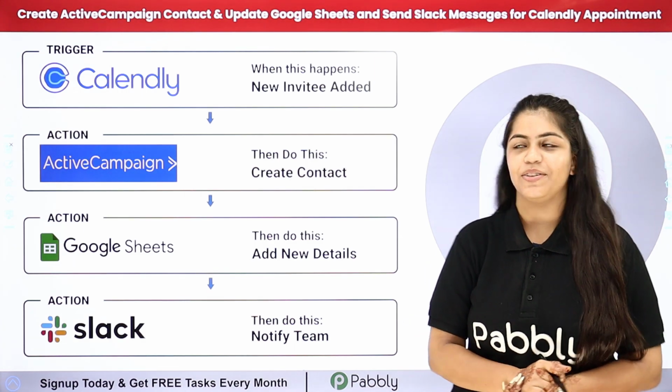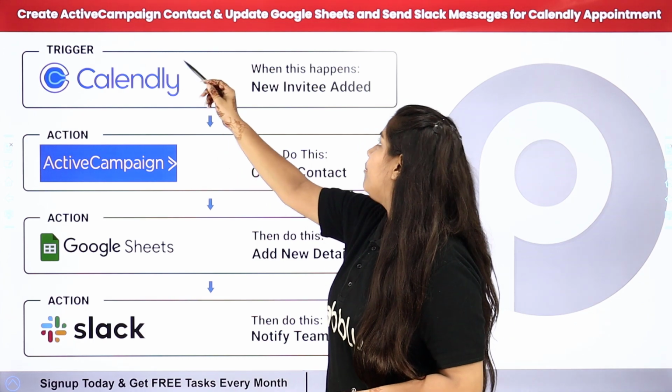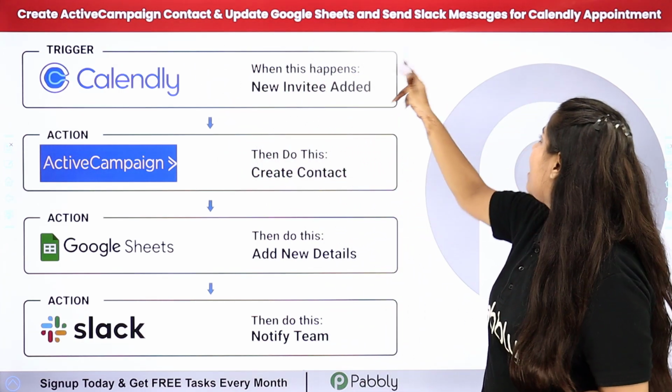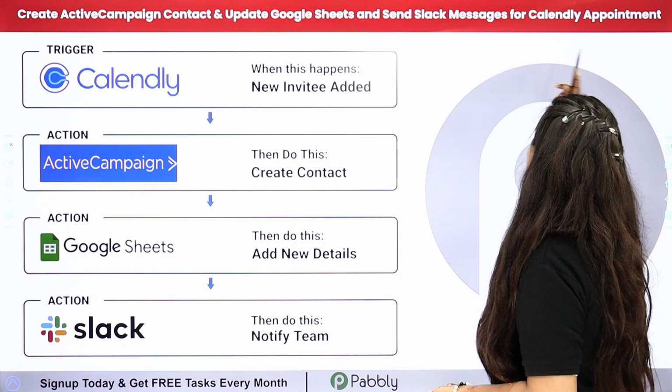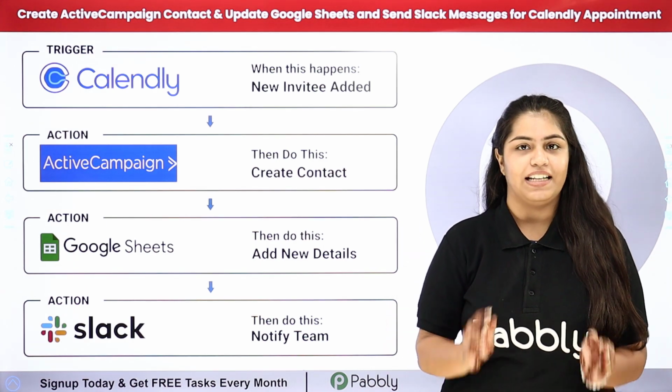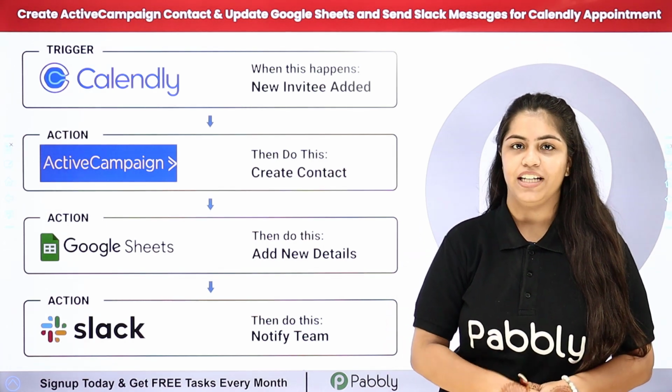So in this video, we are going to understand how to create ActiveCampaign contact and update Google Sheets and send Slack messages for Calendly appointments. So are you also using Calendly for your business? Then this video is definitely for you.